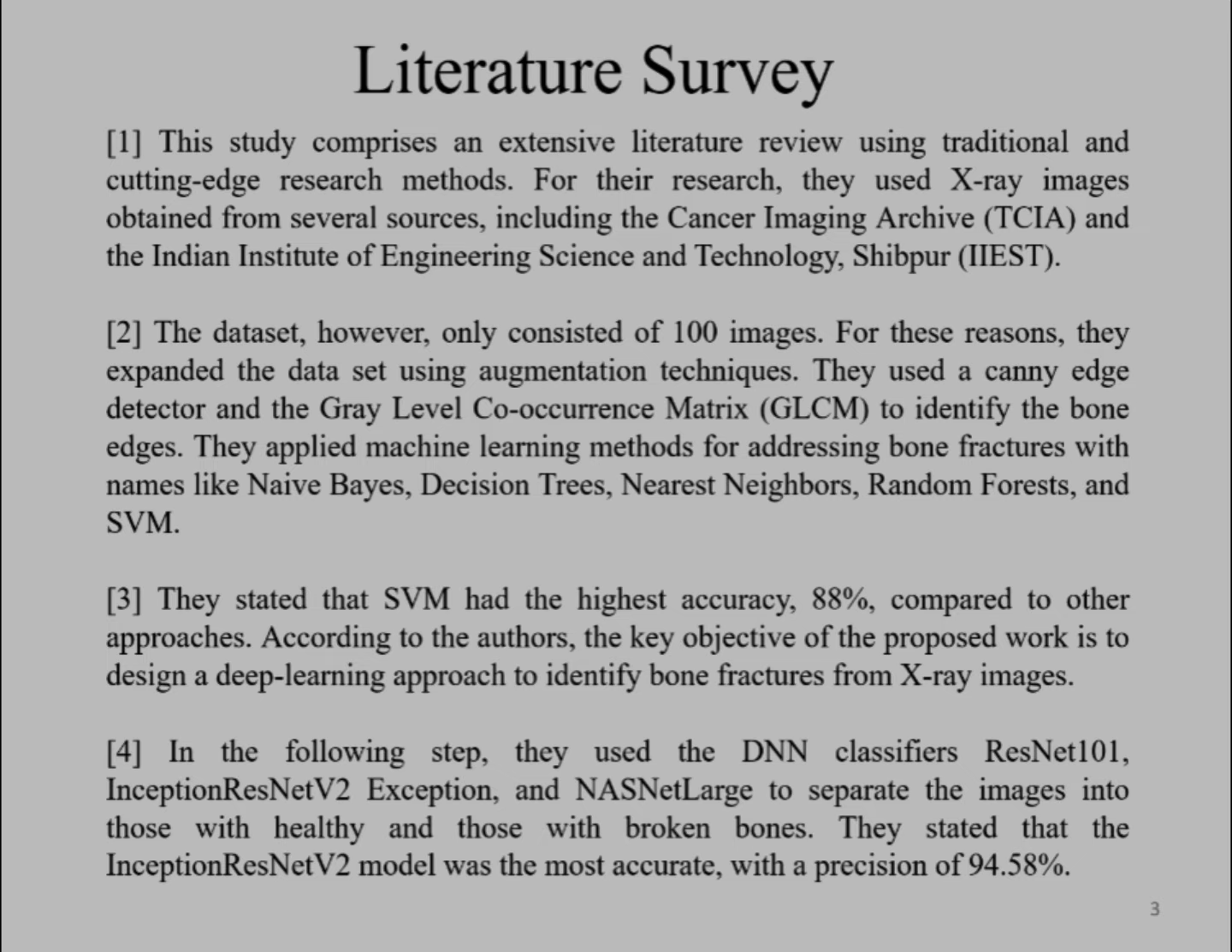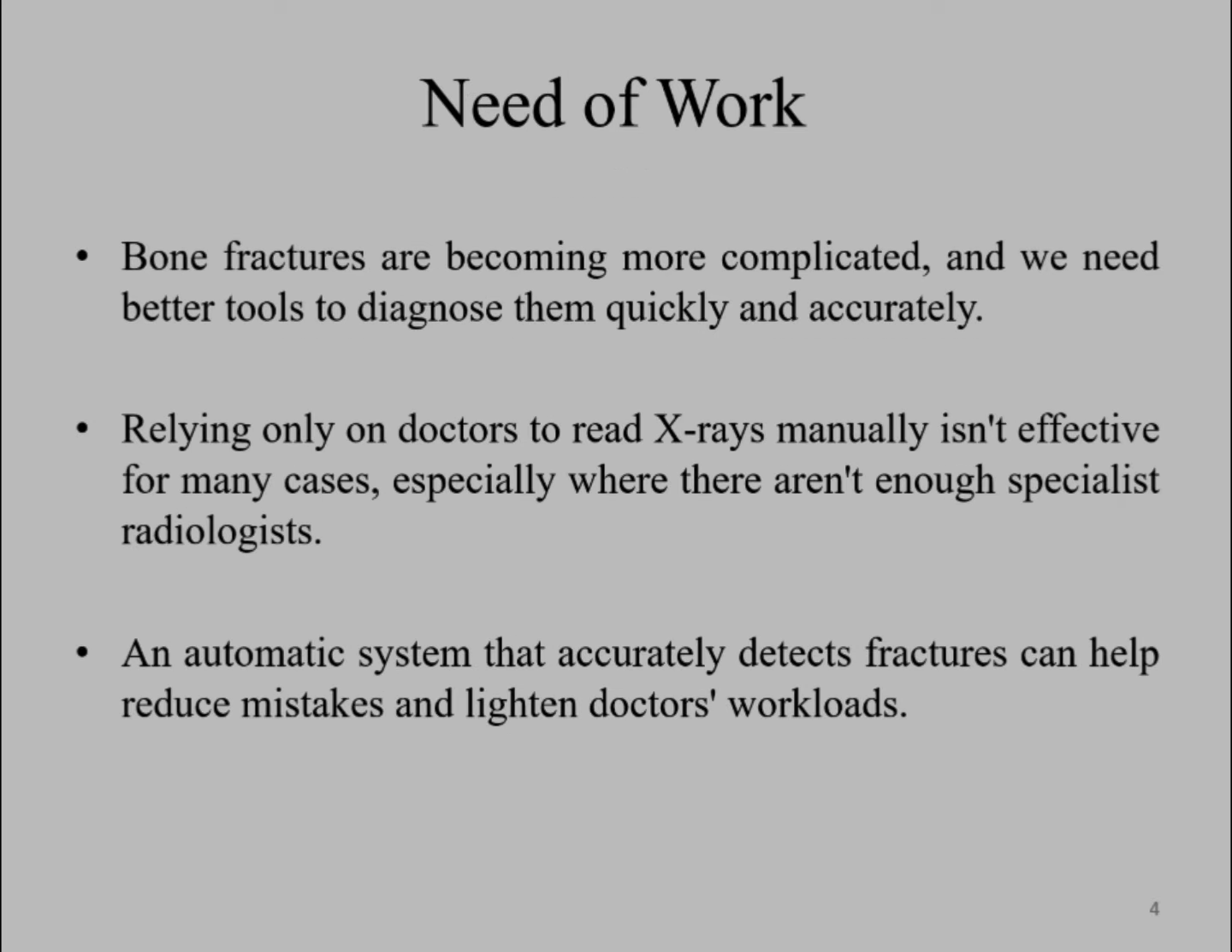Deep learning models like ResNet 101 and Inception ResNet V2 were also used, with Inception ResNet V2 achieving the best results with 94.58% precision. However, EfficientNet B0, known for its lightweight architecture and high accuracy, is a more optimal choice for real-time, mobile or resource-limited environments. Next slide is the need of work.